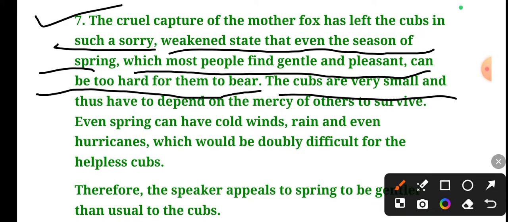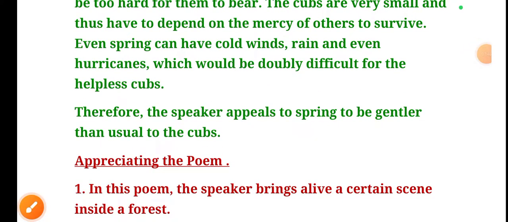The cubs are very small and thus have to depend on the mercy of others to survive. Even the spring can have cold wind, rain, and even hurricanes, which would be doubly difficult for the helpless cubs. Therefore, the speaker appeals to spring to be gentler than usual to the cubs.